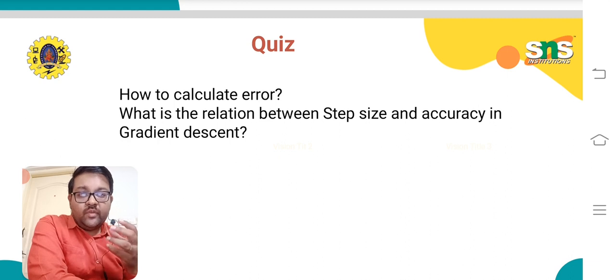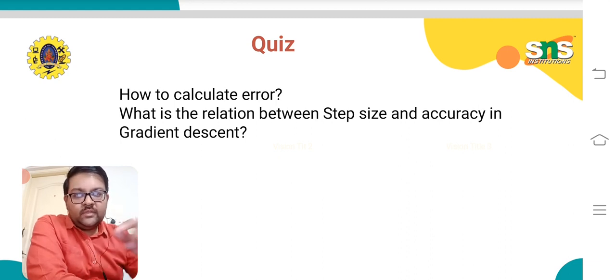What is the relation between step size and accuracy in gradient descent? If the step size increases, the accuracy is more. If the step size is less, then the accuracy is less.